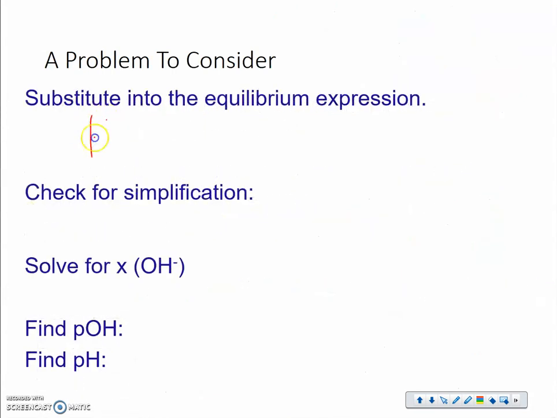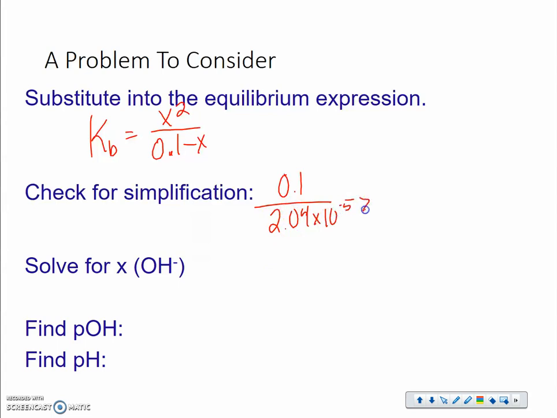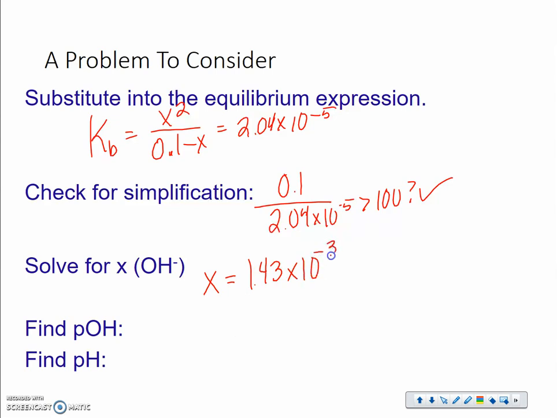So our K expression is going to be Kb equals x squared over 0.1 minus x. We can check to see if our simplification works by seeing if 0.1 over our Kb is greater than 100, and yes it is. So then we can solve for our OH amount by plugging in our Kb value. This is equal to 2.04 times 10 to the negative fifth. So when we solve for x, you get a value of 1.43 times 10 to the negative third.